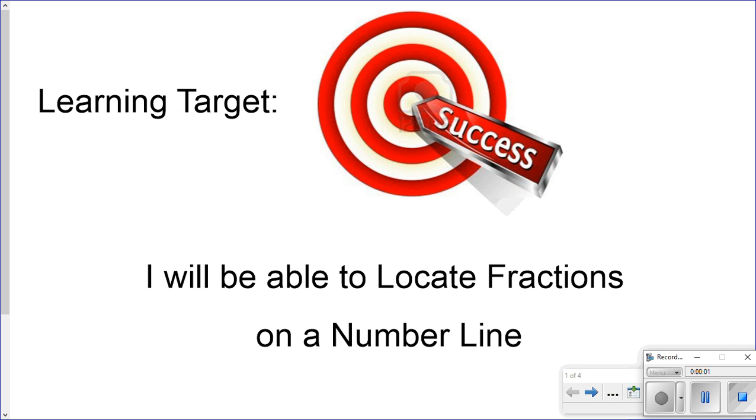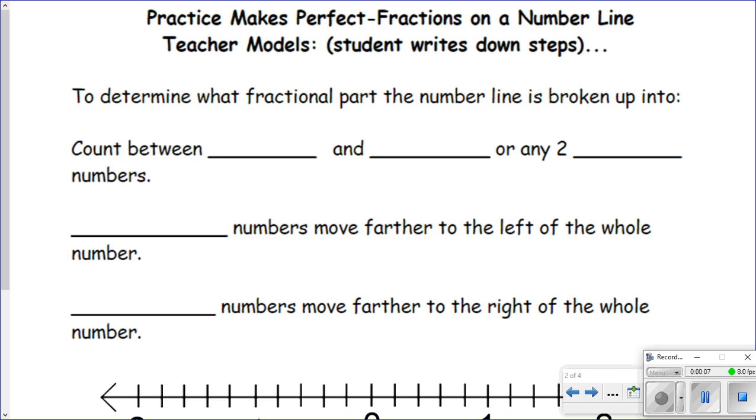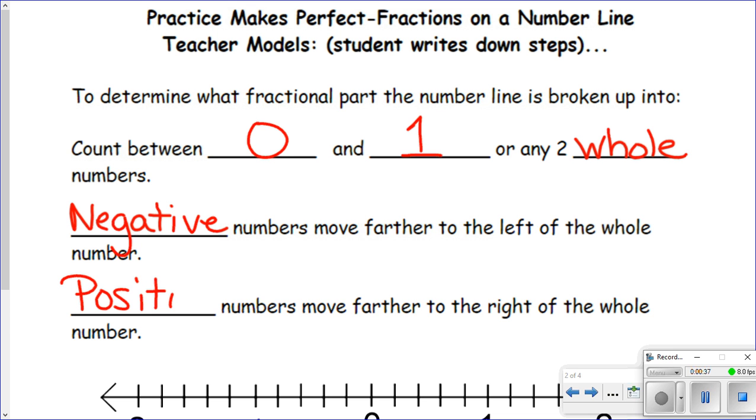Our learning target today: I will be able to locate fractions on a number line. To determine what fractional part the number line is broken up into, count between 0 and 1, or any two whole numbers. Negative numbers move farther to the left of the whole number. Positive numbers move farther to the right of the whole number.